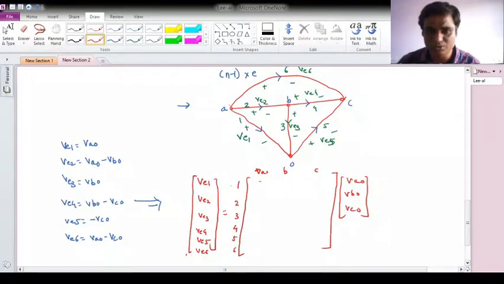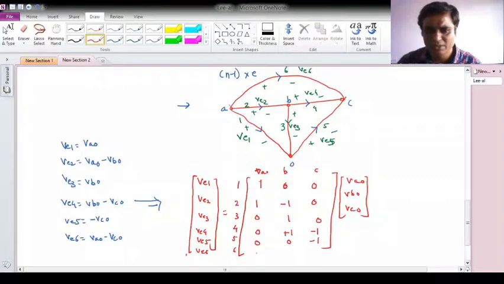Okay, so VE1 will be VAO, so it is 1, 0, 0. This is 1, minus 1, 0, because VBO is minus. Third is VBO, so it is 0, 1, 0. Fourth is VBO minus VCO, so which is 0, plus 1, minus VCO is minus 1. Fifth is minus VCO, so it is 0, 0, minus 1.